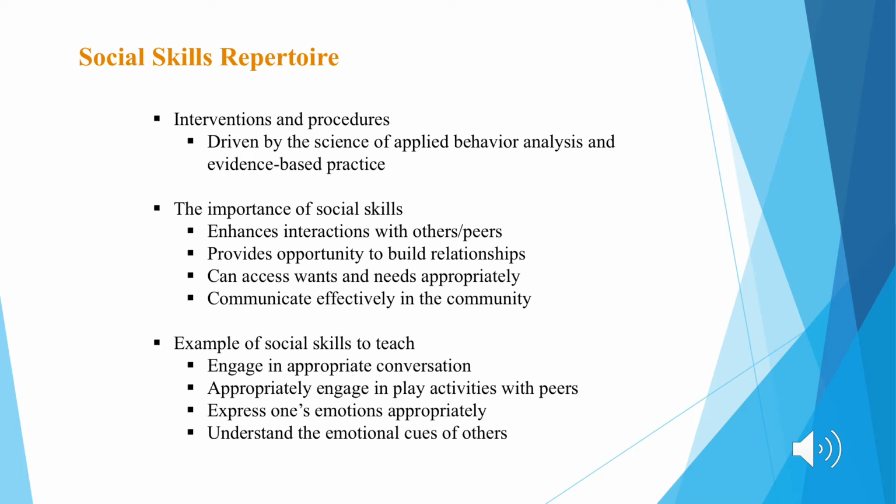Social skills, such as being able to engage in conversation, appropriately engage in social interactions, or play activities with peers, express one's emotions appropriately, as well as understand the feelings of others, are all essential skills to teach and shape in a child's skill repertoire. These social skills are specifically important in settings such as the school environment, community events, and family gatherings.